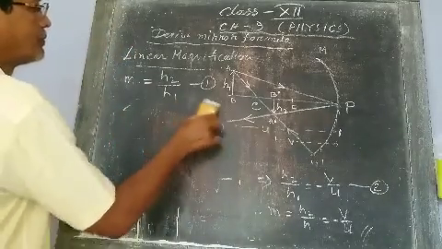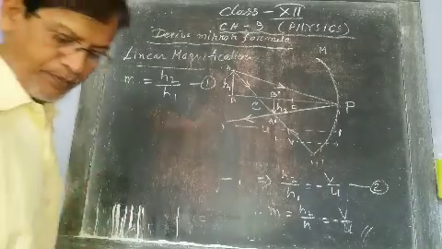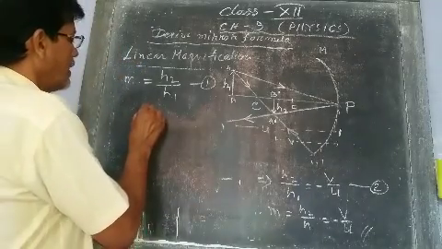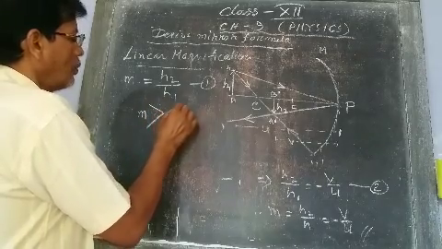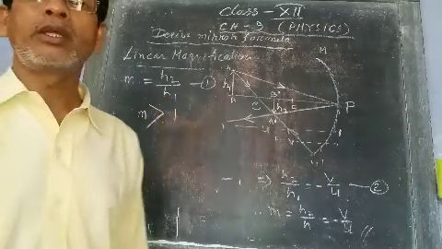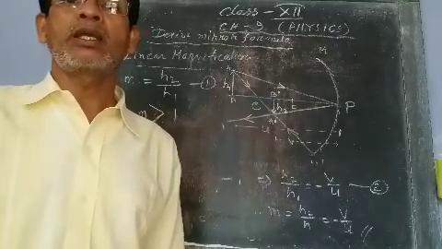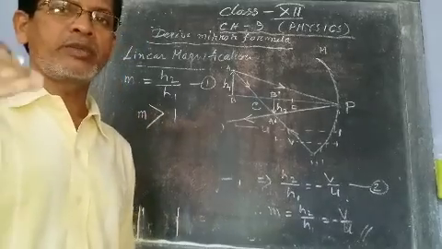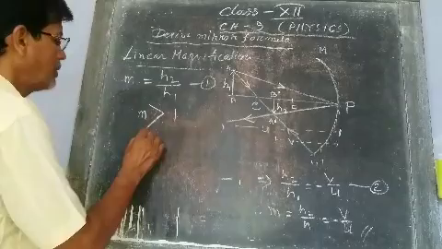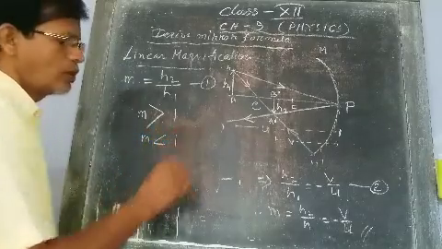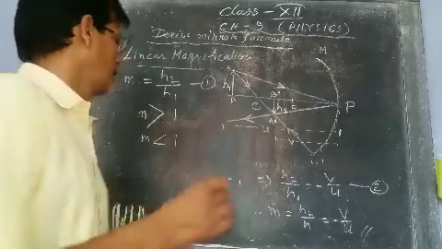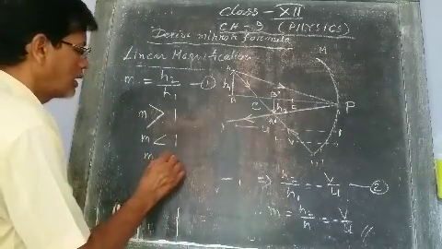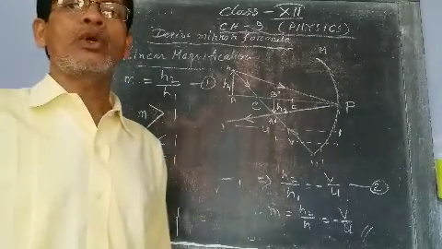Now question is, if M is greater than 1, what does it mean? Image is bigger than object. Image size is bigger than object. If M is less than 1, what does it mean? Image size is less than the object size. If M equal to 1, image size equal to object size.